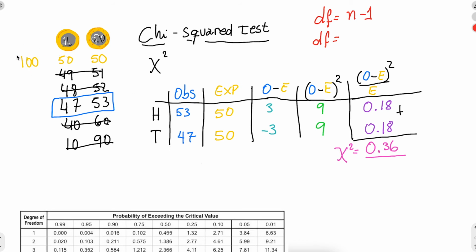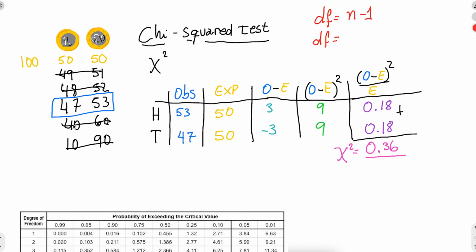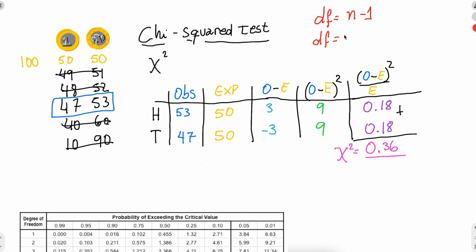What if we flipped the coin 100 times and we had 10 tails? Then automatically the number of heads would be 90. We cannot choose any other number. What if we got 40 tails? How many heads do we have? 60, right? We don't have the choice here because the total has to add up correctly. So the number of categories minus 1, we have 1 degree of freedom in this case.